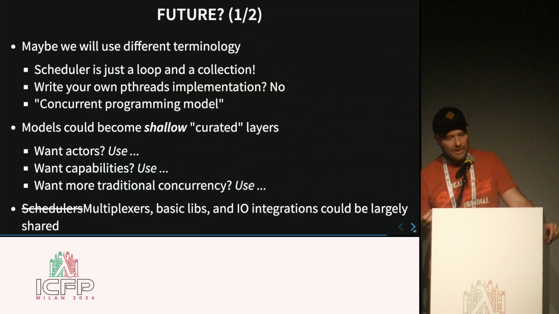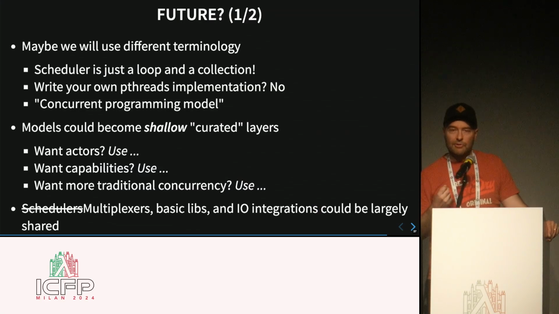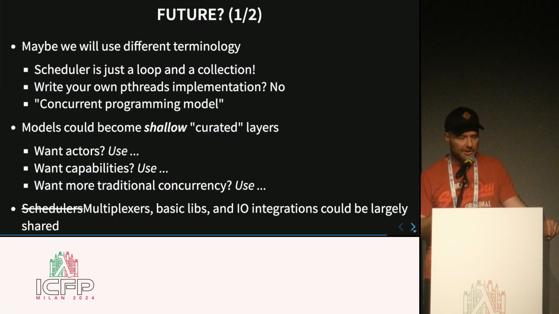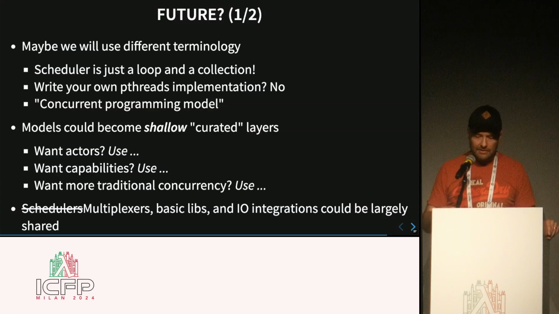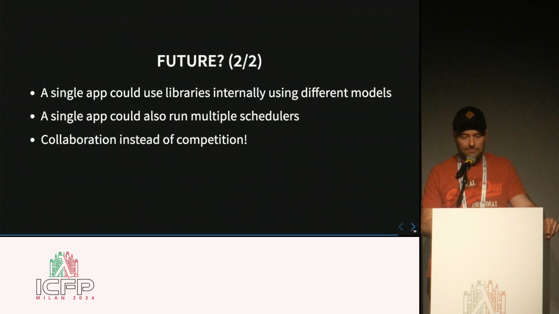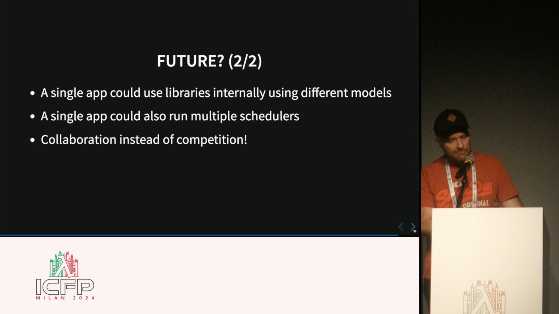And in the future, maybe we actually don't want to talk about schedulers. We want to talk about concurrent programming models. So you want to use actors to structure your concurrent code. So maybe you have some sort of collection of things that work with a nice actor model, or maybe you want to use capabilities, then you have maybe a different collection. Maybe you want to use more traditional concurrency. There's maybe another collection of things that work with any Picos scheduler. And we could mostly share most of the other things, like the multiplexers, for instance. They are not probably the most interesting part to innovate on. So we can basically then combine these very freely.